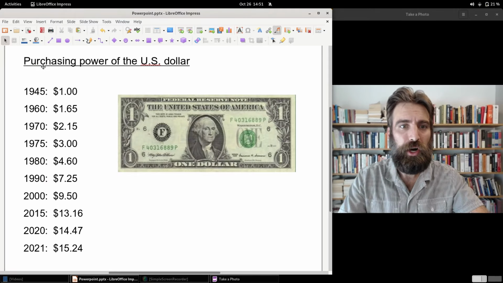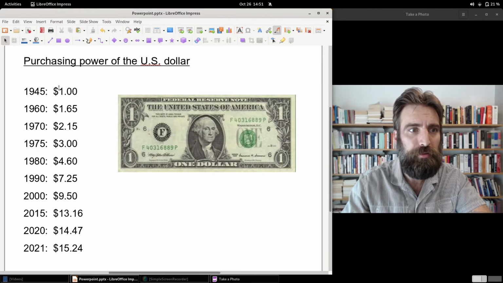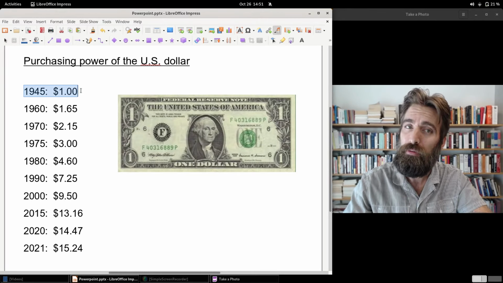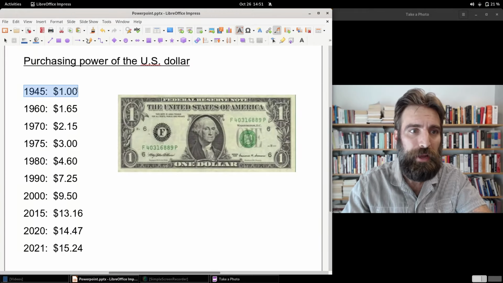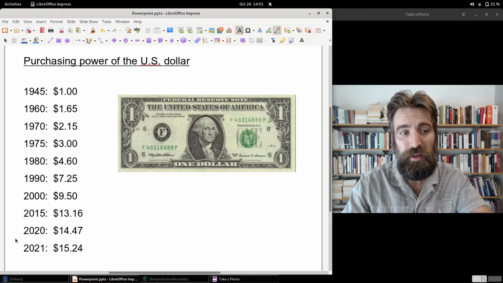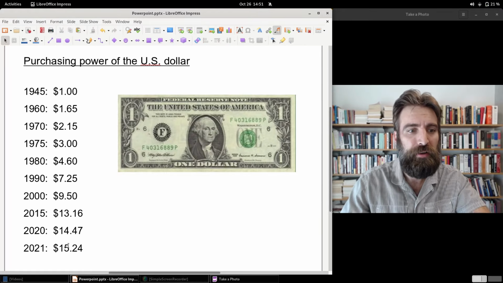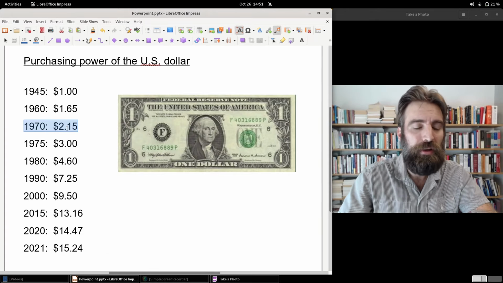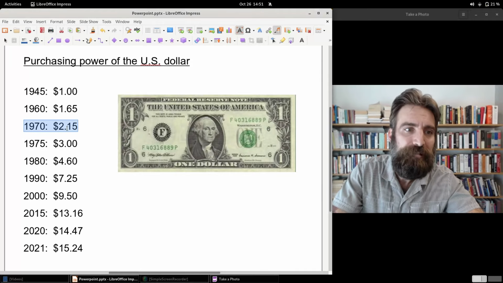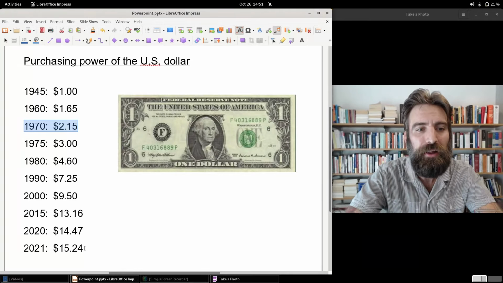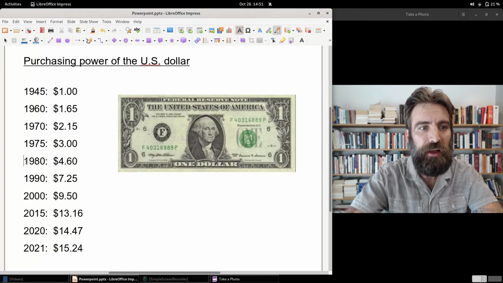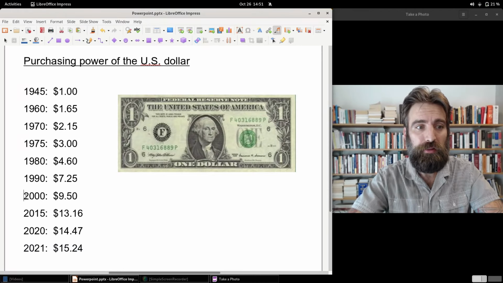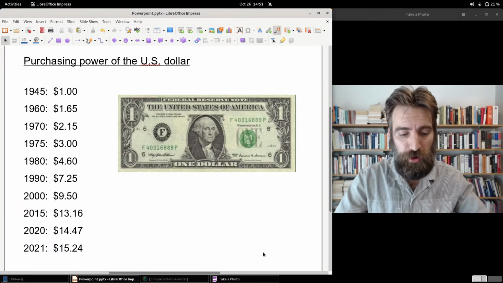This is a chart I made for my History of Money course. Purchasing power of the U.S. dollar: if you use 1945, when Bretton Woods went into effect, as the base, something that a dollar could buy in 1945 now requires $15.24. That's a major decline in the purchasing power of the dollar. Or if you just compare it to 1970, an item you only needed $2 and 3 nickels to buy in 1970, you now need over $15. Or look at since 1980. That's real inflation. Since 2000, we looked at those stats earlier in the video. That is devaluation.